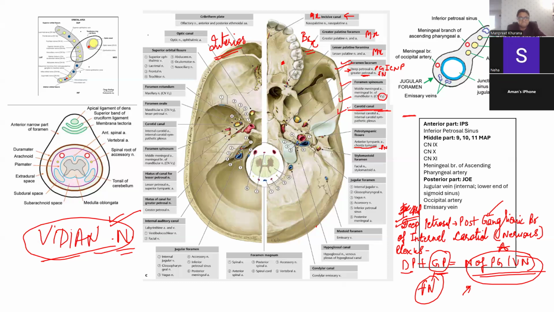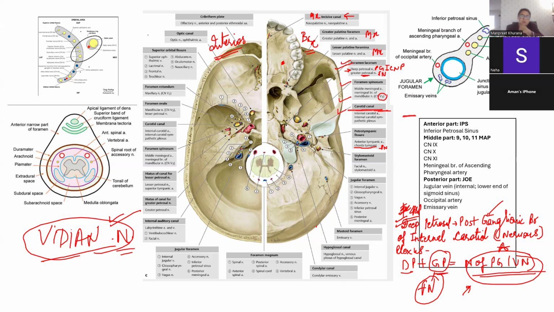Is it clear? I have a confusion. Deep petrosal is a postganglionic branch of the internal carotid plexus. Yes, that's correct, and greater petrosal is a branch of the facial nerve. Very good. So greater petrosal is a branch of the facial nerve and deep petrosal is a postganglionic branch of the internal carotid plexus. We'll read about the parasympathetic secretomotor pathways.